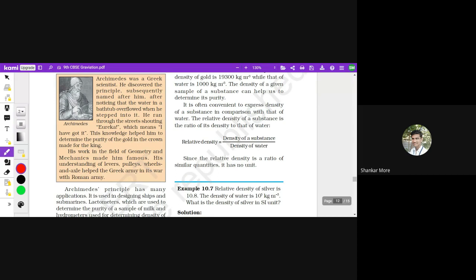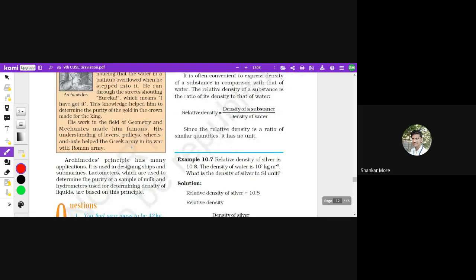Right. So this principle was first found, or introduced, by Archimedes. That's why the name of this principle is given as Archimedes' principle. Archimedes' principle has many applications. It is used in designing ships and submarines. Lactometers, which are used to determine the purity of a sample of milk, and hydrometers, used for determining the density of liquids, are based on this principle.